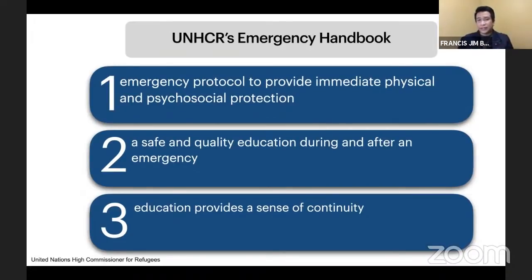The second part is a safe and quality education during and after an emergency. So the next part is we plan how we can ensure that there is still high quality education that is safe at this time of emergency. The emergency right now is the pandemic. And when we're ready with step 1 and step 2, we are now in step 3: education that provides a sense of continuity. While we are not in the old normal that we have experienced, we want to ensure that there is still a sense of continuity in the different modalities that we have chosen depending on the context of our students.